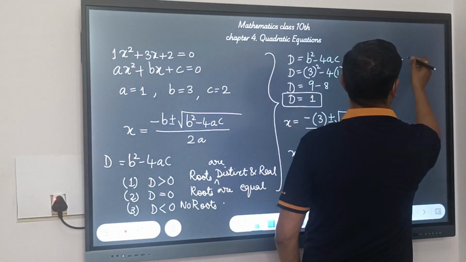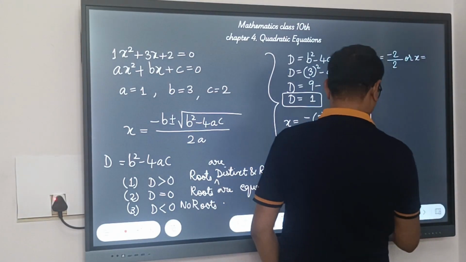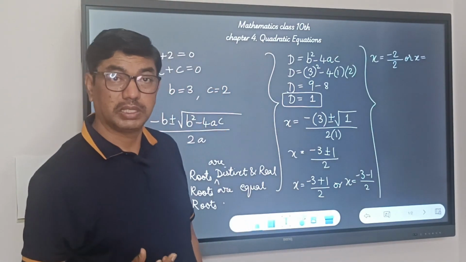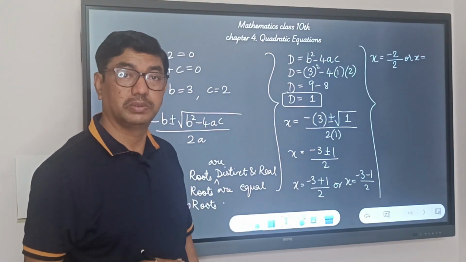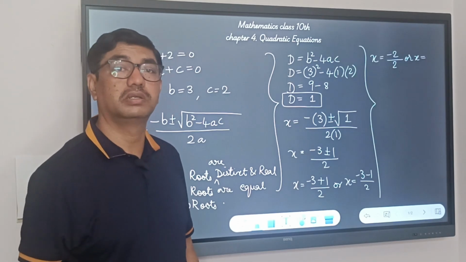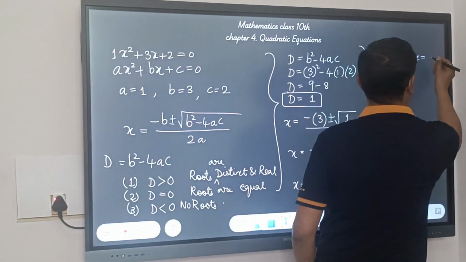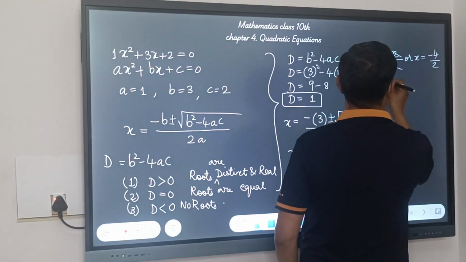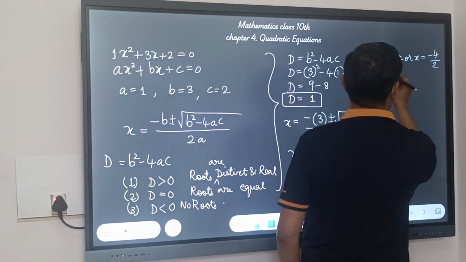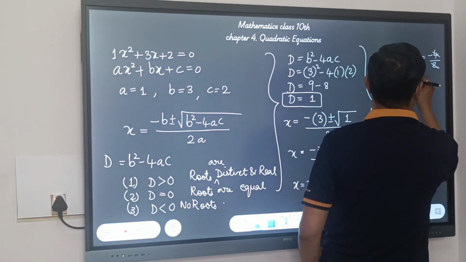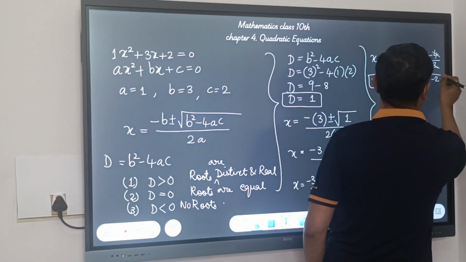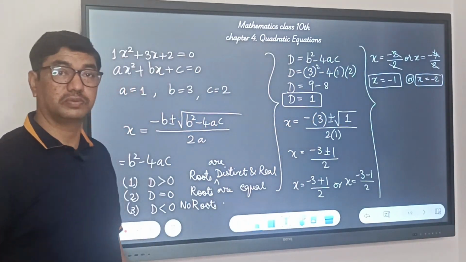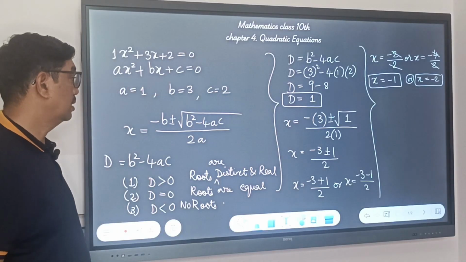You put the minus sign because 3 is the bigger number. So minus 2 by 2 is minus 1, or x is equal to minus 3 minus 1. Minus 3 minus 1, both are negative numbers, so you do addition but put the minus sign. That is minus 4 by 2. So cancel. So x is equal to minus 1, or x is equal to minus 2. So you are getting two roots, or you can call them two zeros of the given quadratic equation.